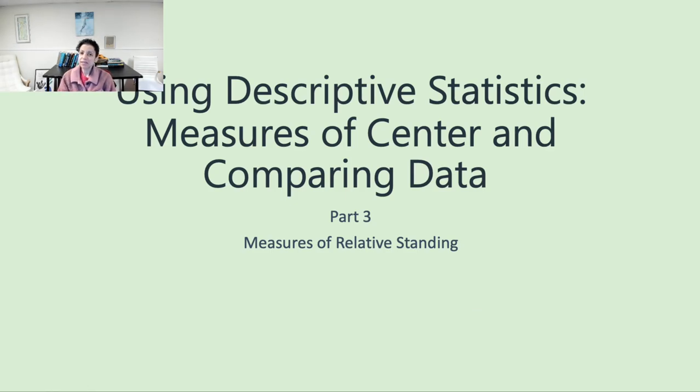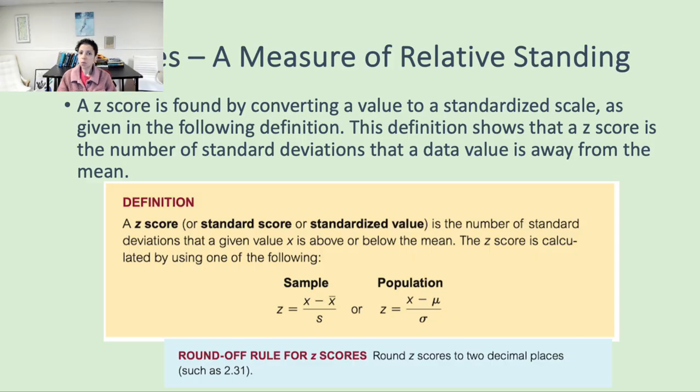Okay, so in this next part, what we're going to start doing is talking about these ways of evaluating relative standing. How do we compare different data points within a data set to each other? So one method, we're going to talk about several methods, but one method is in calculating z-scores. Z-scores are a measure of relative standing.